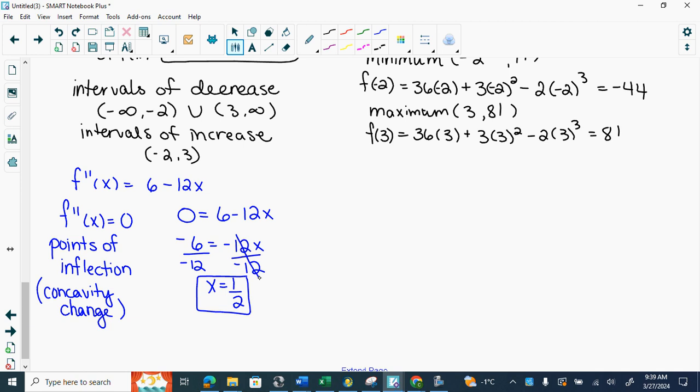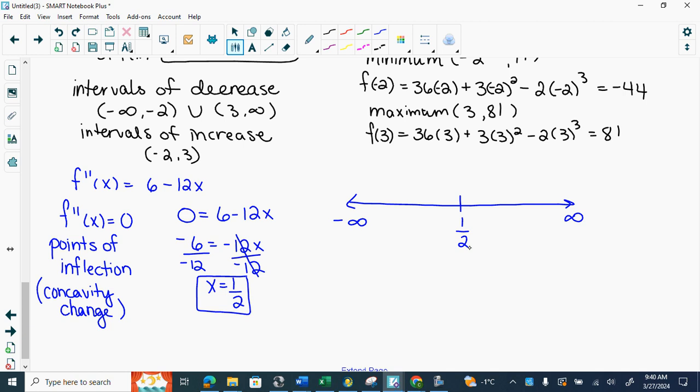So we have ourselves a number line. Once again, it's negative infinity to positive infinity, because the original was a polynomial, which gave us a domain of that, which is why we always look for a domain first before we do anything. And then the only number we have on this number line is a half.